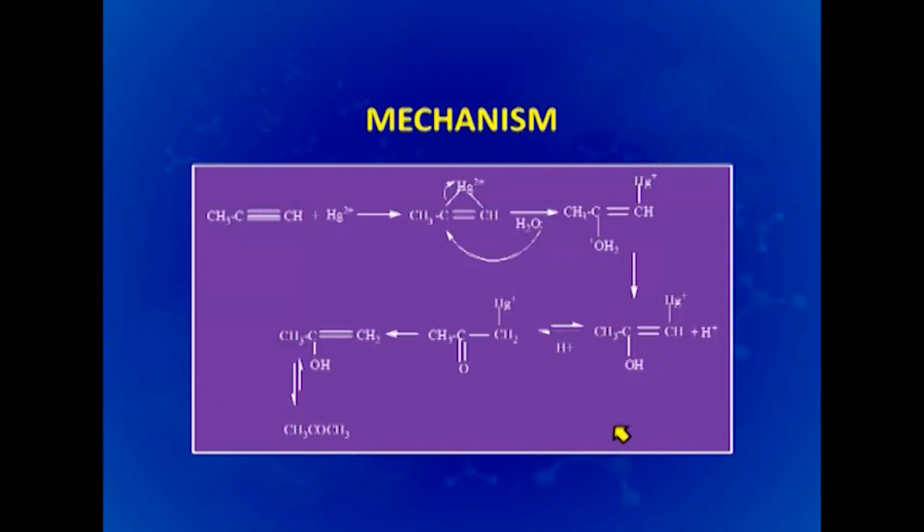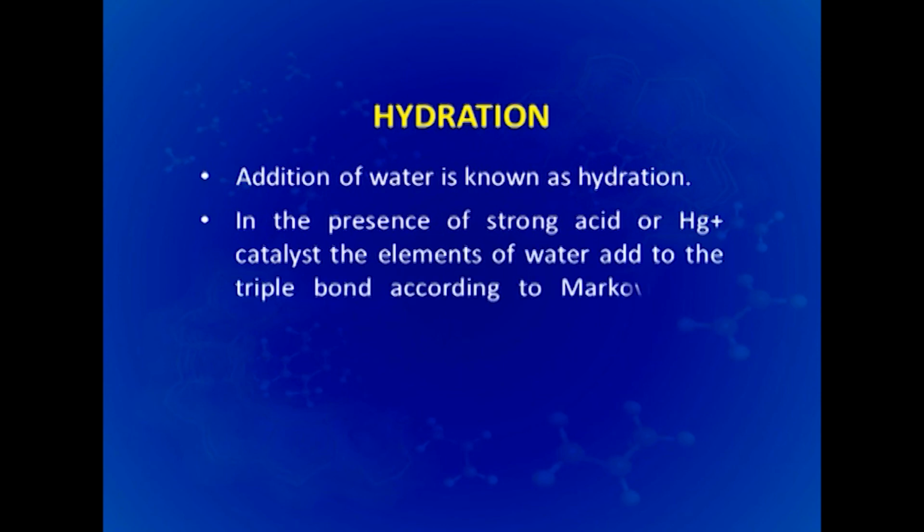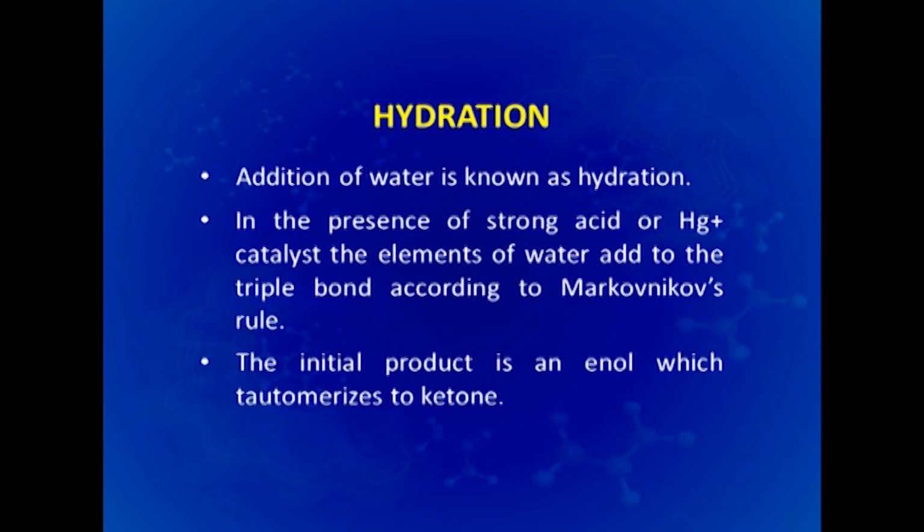The mechanism involves, in the first step, the addition of the mercuric ion with the formation of a mercuric complex, which is highly unstable. Now, the addition of water takes place, followed by the protonated mercuric complex, which loses a proton and gives rise to a mercuric enol complex, and this mercuric enol complex further tautomerizes and gives rise to a keto-mercuric complex, which loses a mercuric ion and gives rise to the ketone. The general step involved in this, the addition of water, is known as hydration. In the presence of strong acid or mercuric catalyst, the elements of water add to the triple bond according to Markovnikov's rule. The initial product is an enol, which tautomerizes to a ketone.